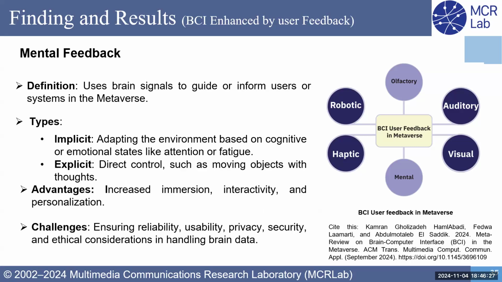Mental feedback utilizes direct brain signals to guide interactions in the metaverse. This feedback can be implicit, where the environment adapts to the user's cognitive or emotional state, or explicit, where users can control elements in the environment with their thoughts. For instance, an implicit response might involve adjusting brightness if the user is fatigued, while an explicit response could allow a user to move an object simply by focusing on it. Mental feedback increases personalization and interactivity, but it also brings challenges regarding reliability, privacy, and security. Handling brain data ethically and ensuring usability are crucial to making mental feedback effective in the metaverse.